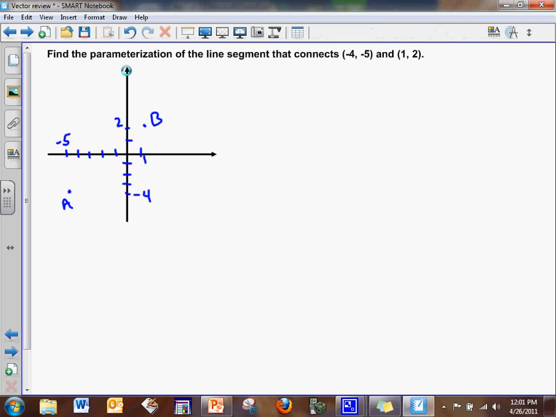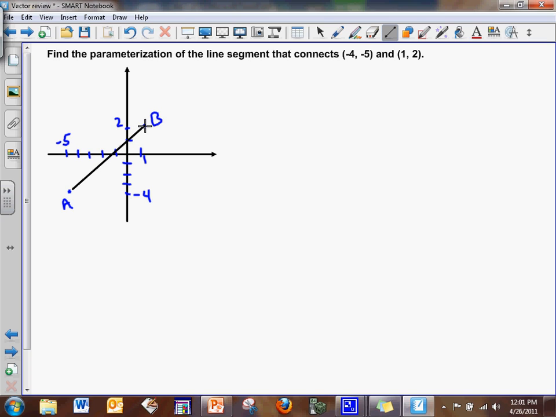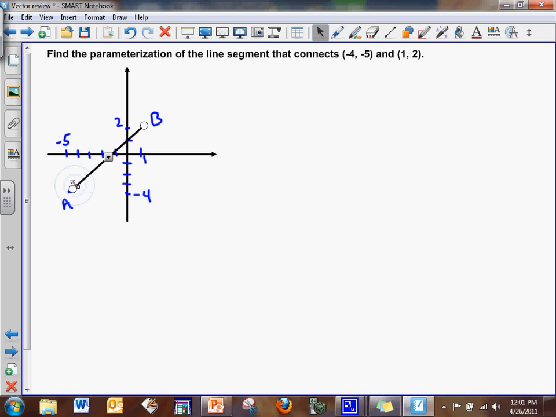So I'm trying to find a parametric equation that would graph that line segment, and only that line segment. Nothing beyond it, nothing before it, only that line segment.